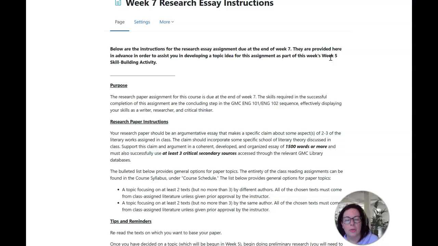And you could also choose a topic focusing on 2 texts, but no more than 3 by the same author. So that first one is you're picking 2 different authors, 2 different texts, and you're going to be writing an argument about those texts. It's not a comparison contrast, because there needs to be an argument about those 2. Or if you want to just stick with the same author, you can pick 2, but no more than 3 of the texts by the same author.